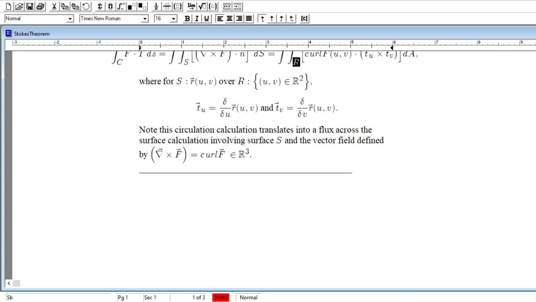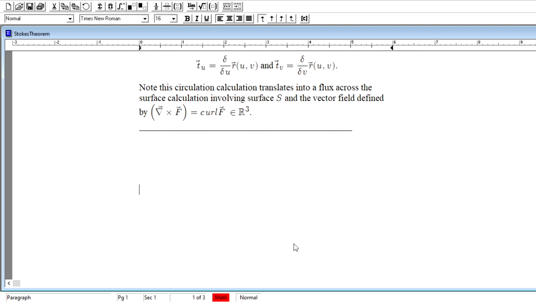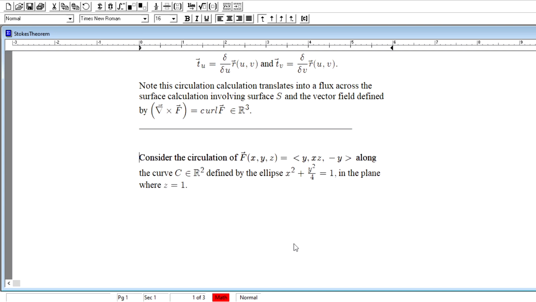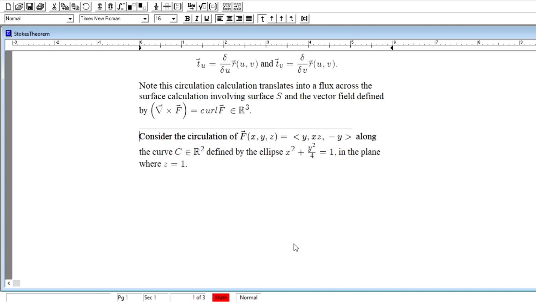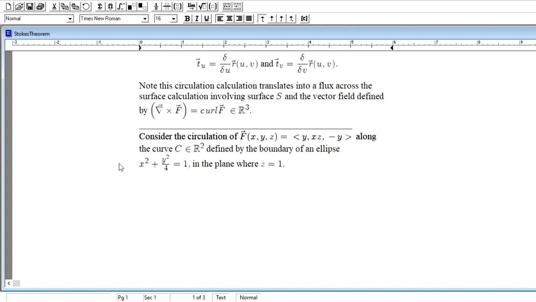All right? If we look at a particular example, consider the circulation of what would be the field F bar equal to y comma xz comma negative y along the curve C defined by the boundary of an ellipse given by x squared plus y squared over 4 equal to 1 in the plane of what we might say is two-dimensional space where z is equal to the value of 1.